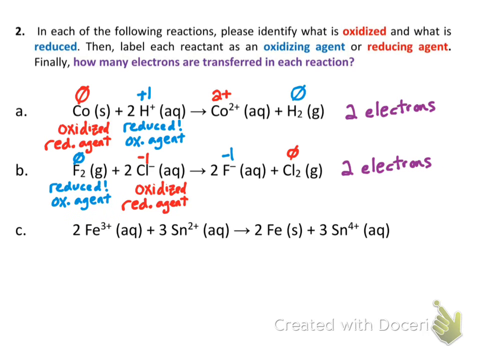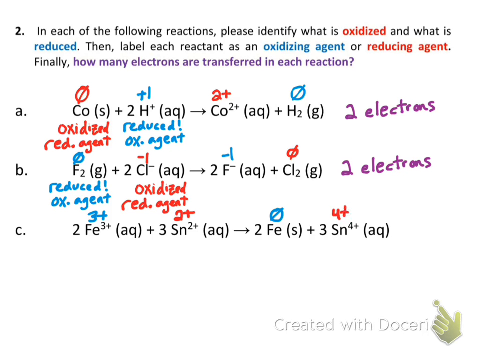Okay, one more to go. Okay, and now on to the last one. So each iron is 3 plus, and we can see that it's going down to the neutral metal, which is just 0. Then we have our tin, Sn. It's starting at 2 plus, and then it's actually going up to 4 plus.